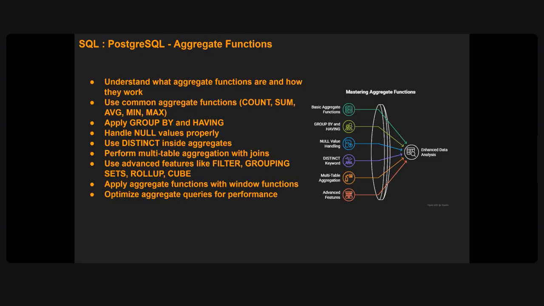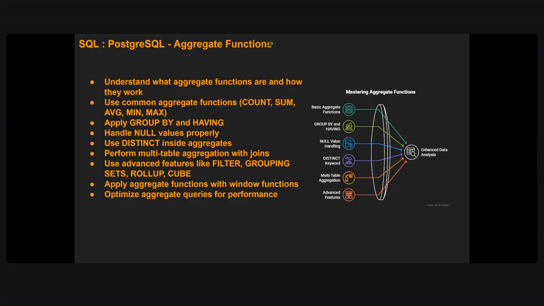And what are aggregation functions? In simple terms, an aggregation function performs a simple calculation across multiple rows. Just keep this in mind, rows, not columns, and returns a single result. Instead of returning one row per record, you can use this to summarize your data.